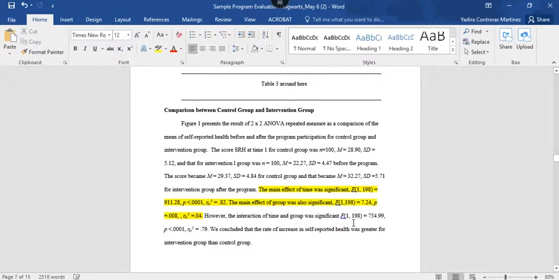So we'll take a look here. It's F, your degrees of freedom, 198. Your F value equals 911.28. Your p-value is less than 0.001, and your partial eta squared is 0.82.